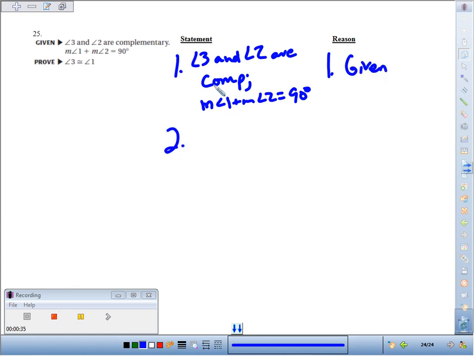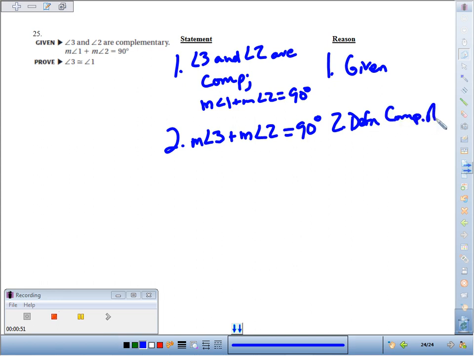If angle 3 and angle 2 are complementary, I could say that the measure of angle 3 plus the measure of angle 2 equals 90 degrees. And that would be the definition of complementary angles. Two angles are complementary if their sum is 90 degrees. And then what else could I say?